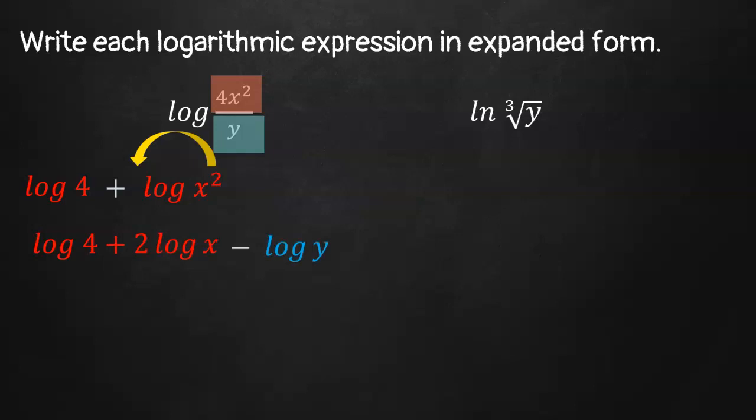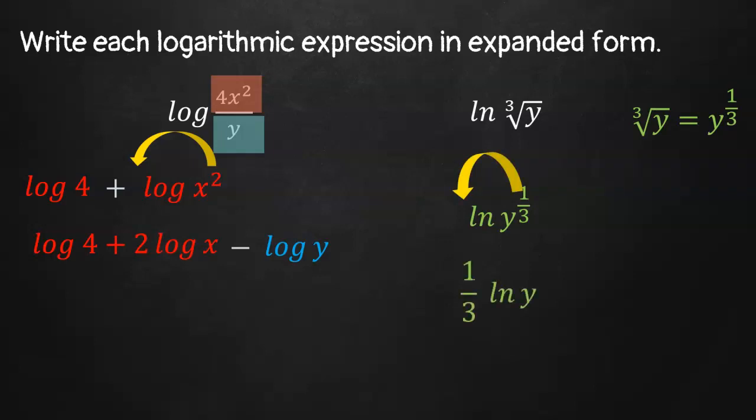In the next example, I have the natural log of the cube root of y. So now you need to think back to your rational exponents. The cube root, when I rewrite it, is actually y to the 1/3 power. So the index of that 3 is going to become the denominator, and the y has an exponent of 1, so it's 1/3. If I rewrite, I have the natural log, or ln, of y to the 1/3. Well, now I know that I have an exponent that can come right to the front and become a coefficient. So I have 1/3 natural log, or ln, of y.